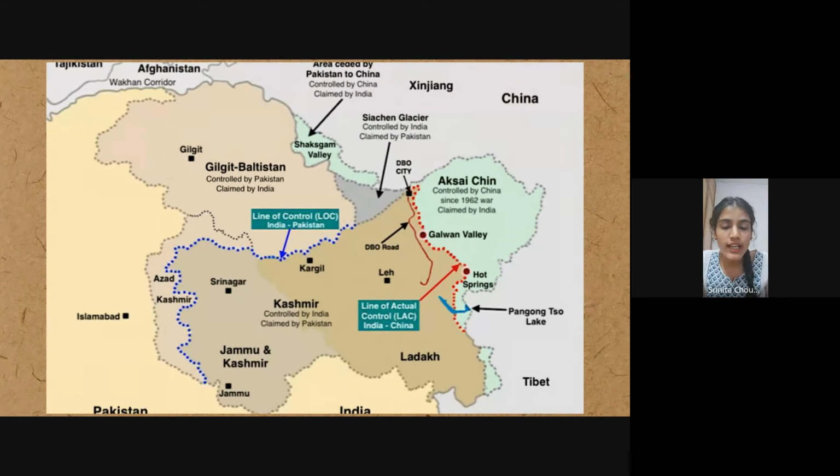In the blue dotted line is the line of control, and there is red dotted line, that is line of actual control. So we will see the history that how these were formed and how this Siachen Glacier area is important and what is the importance of LOC.